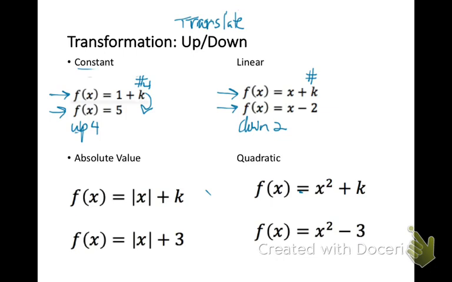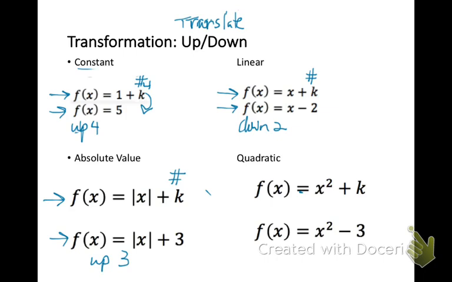Keep going to absolute value. So it looks like this when you're shifting the graph up or down. F of x equals absolute value of x, and then outside the absolute value you're going to add or subtract a number. If a number is added, then it's going to shift up that amount. So this graph will go up 3.